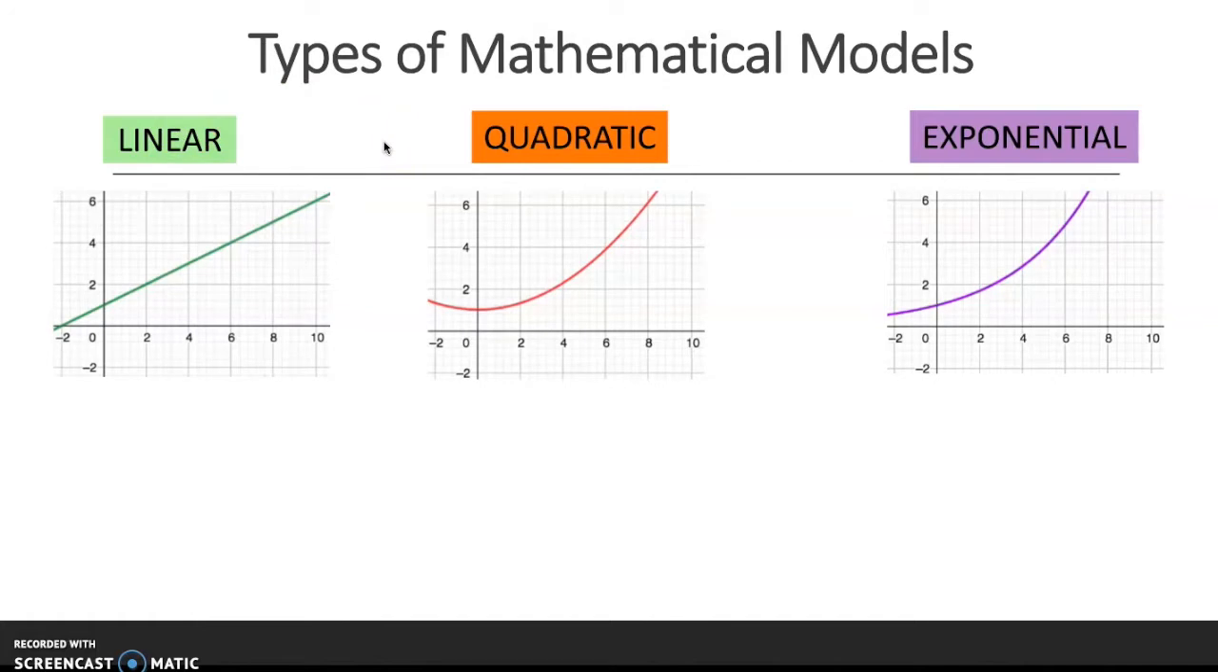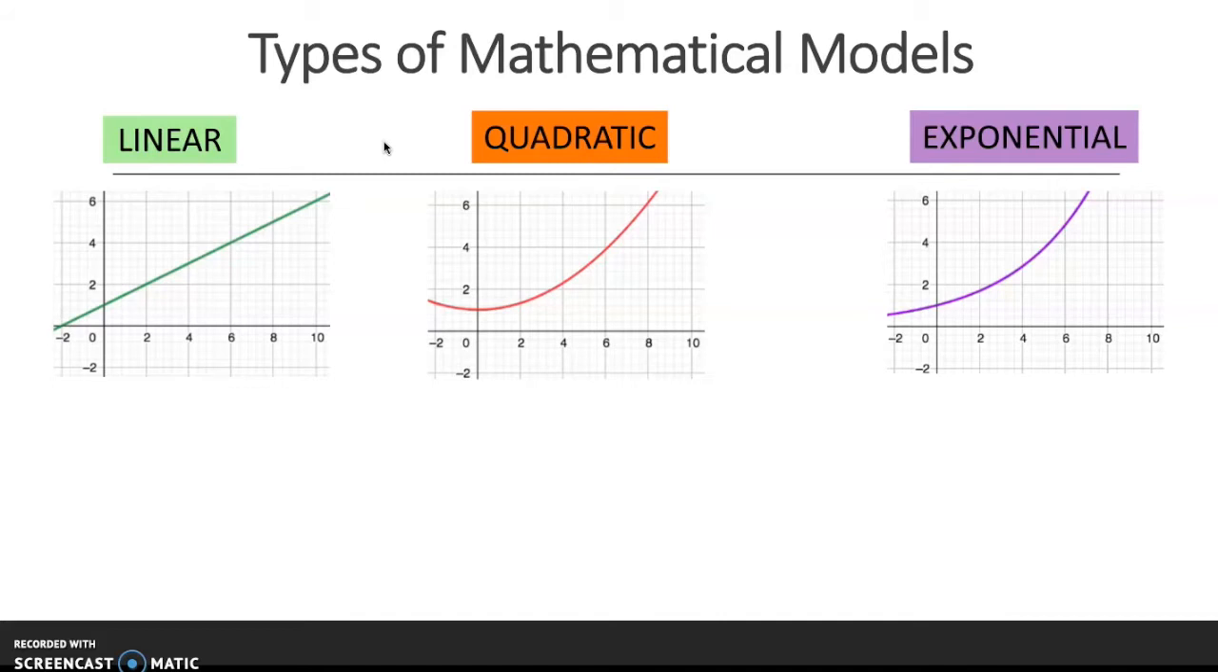In this video, we're going to look at differentiating between different types of mathematical models. Sometimes when you're looking at a graph or some data, like a list of numbers, it's clear what kind of pattern you're looking at, and sometimes it's not clear. So telling the difference between these is really what we're going to be doing here.